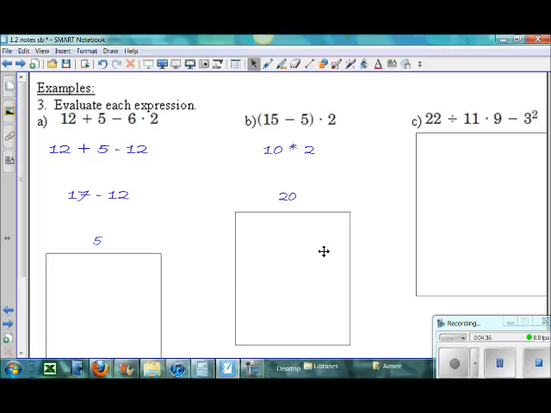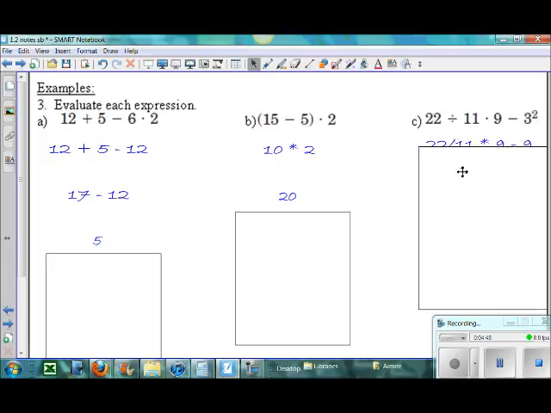Moving on to example C, we have 22 divided by 11 times 9 minus 3 to the second power. We do not have grouping symbols, but we do have an exponent, so we need to take that first. Please remember that 3 to the second power is not 6, it is 9. So we have 22 divided by 11 times 9 minus 9.